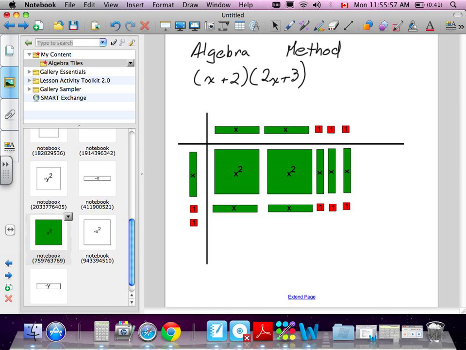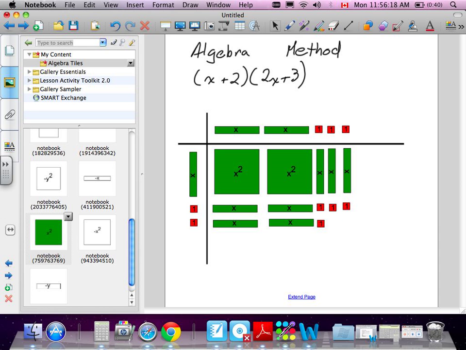Same idea again. I repeat it. 1 times x, 1 times x, and 1 times all of the ones. We're going to end up with the same types of answers. 1 times x will give us x. 1 times x will give us x. And 1 times 1 will constantly give us 1s.